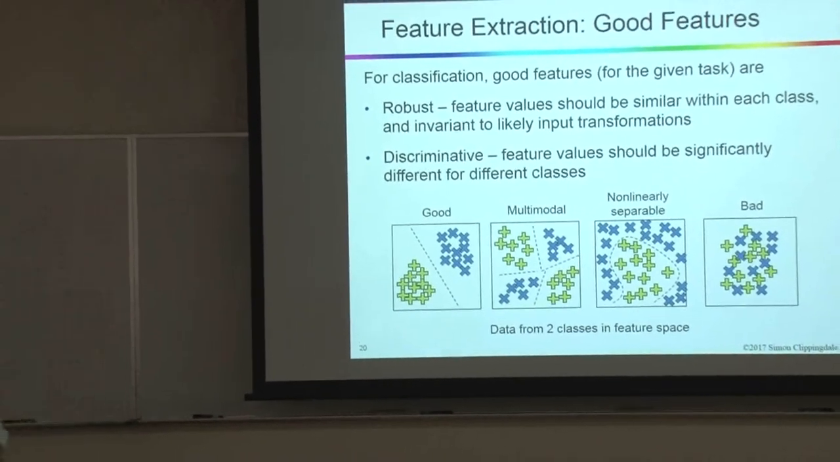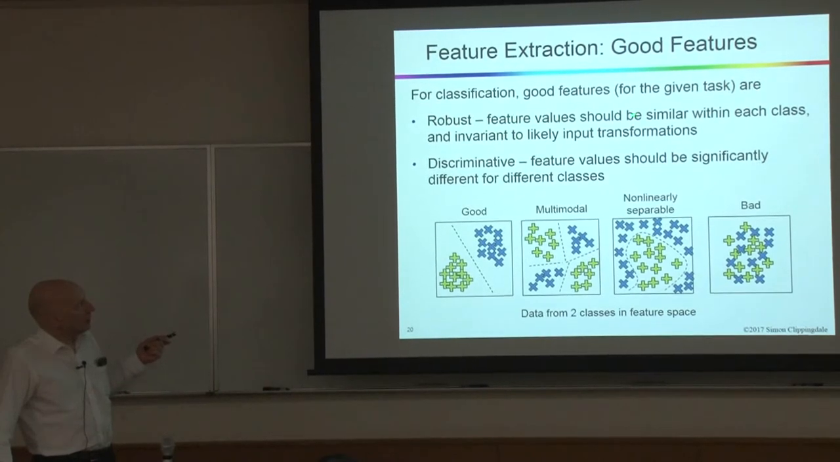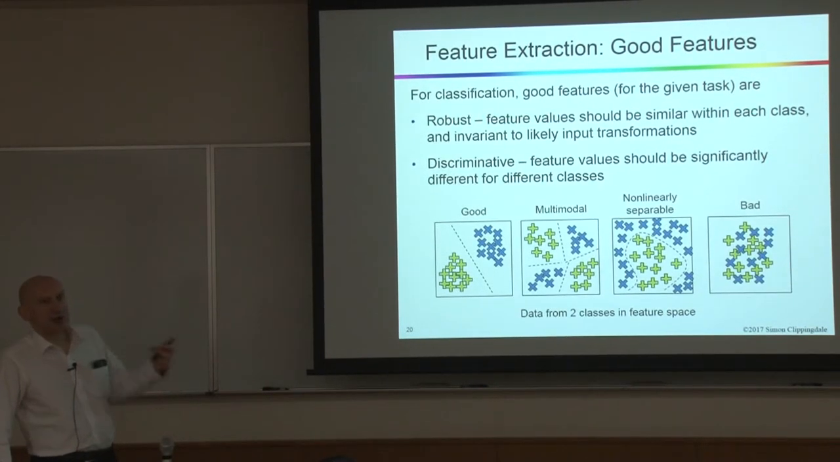In general, though, you might ask, what are good features for a particular task? And the answer is that they need to be robust, which means that they should be similar within each class. Ideally, we would like different images of the same face, maybe with different lighting or slightly different face pose, different facial expression, whatever. We would like those not to be too different when we extract the features from them, invariant to likely input transformations. We also obviously want them to be discriminative, so we don't want them all to be the same. We want them to be different for each different person that we want to recognize. So they should be similar within each class, and they should be significantly different for different classes, ideally.